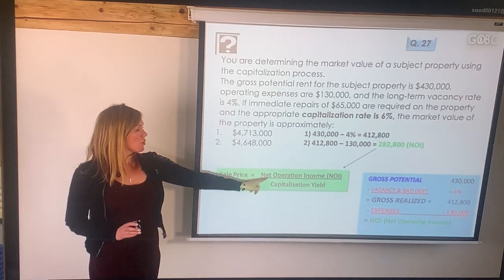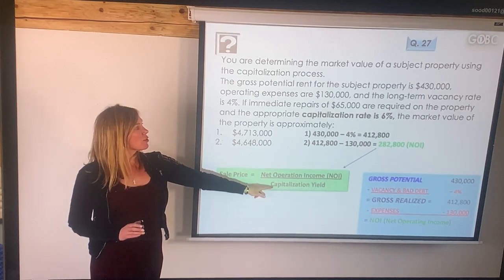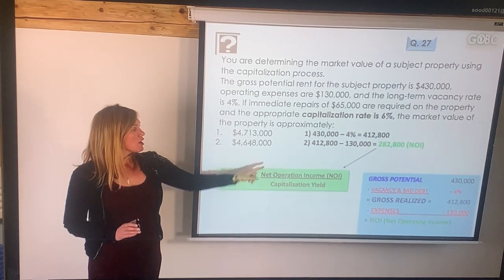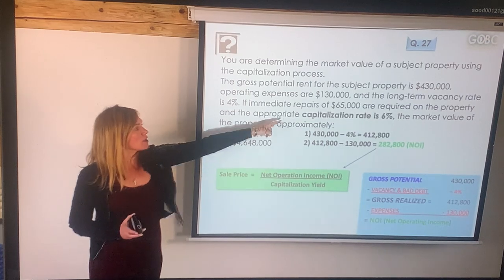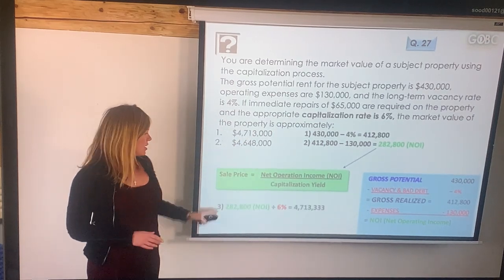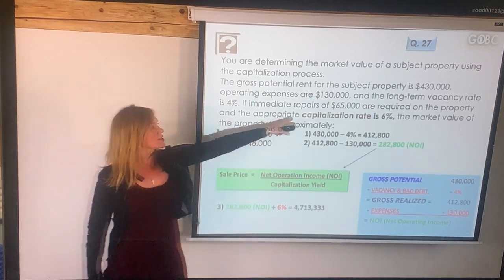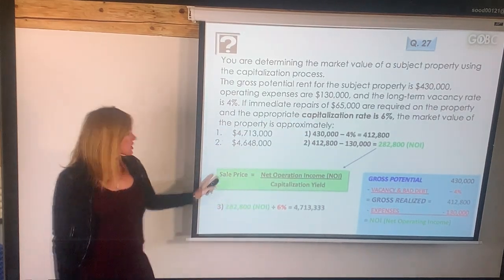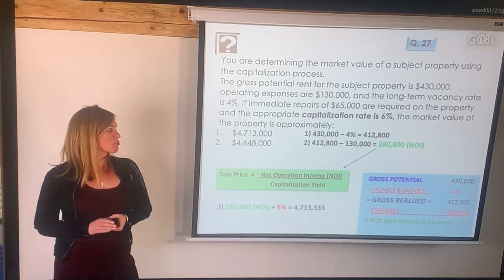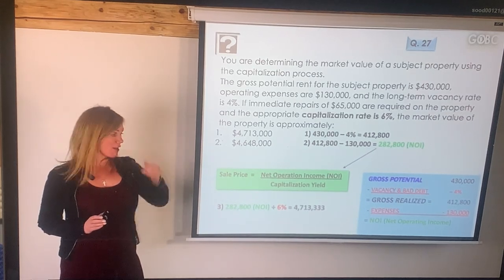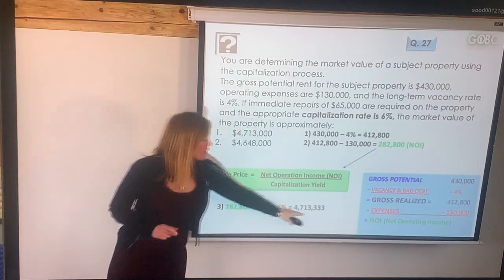So we have the NOI. Now we need the capitalization rate. Do we have that in the question? Yes, we do. We know that the NOI is 282,800, and we know the capitalization rate is 6%. So what do you do? You divide it. So 282,800 NOI divided by 6%, which is the capitalization rate, right? That shows you the sale price. So the sale price here will be 4,713,333.